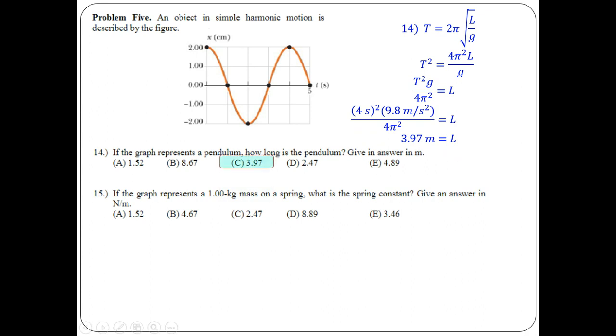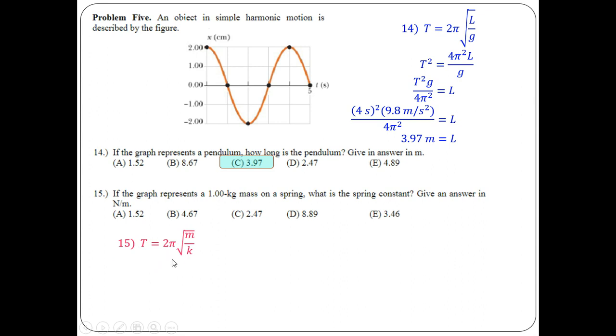Let's move on. Number 15, or quote unquote, the last question for this particular set. It says if the graph represents a 1 kilogram mass object on a spring, what is the spring constant? So there's a couple different ways to do this. The first thing that comes to my mind is the period function for a mass spring oscillation system.